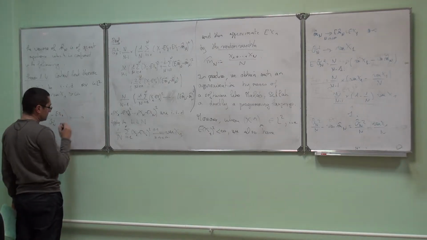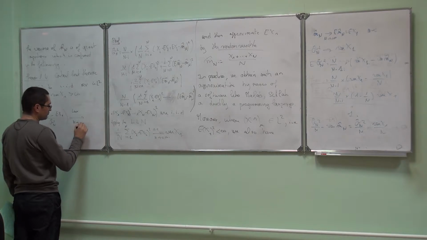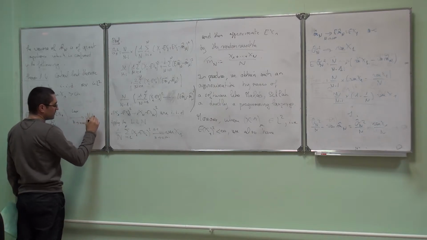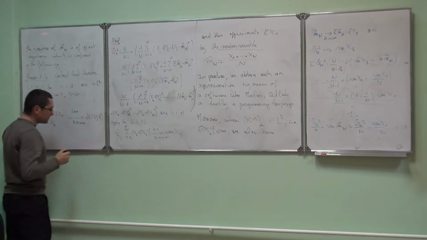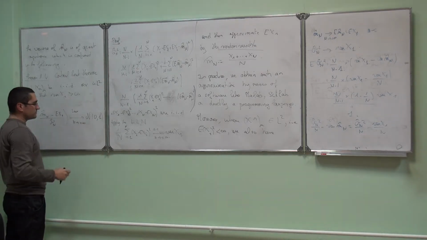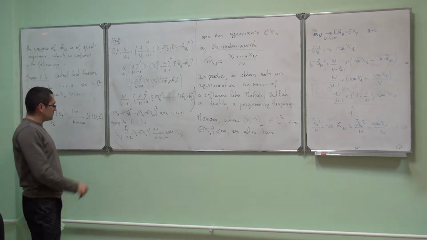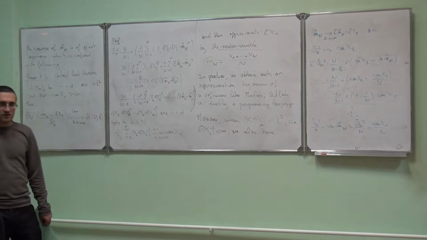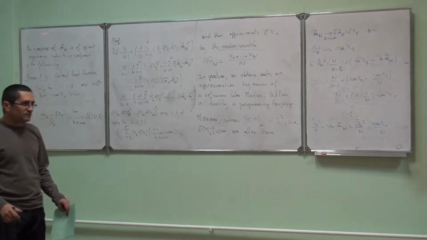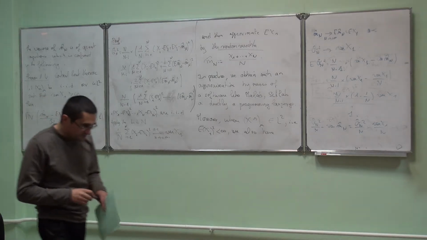turns in law as capital N tends to infinity to N(0,1), as you know, where N(0,1) designates the standard Gaussian distribution of mean 0 and variance 1. Okay, that's a very well-known result.